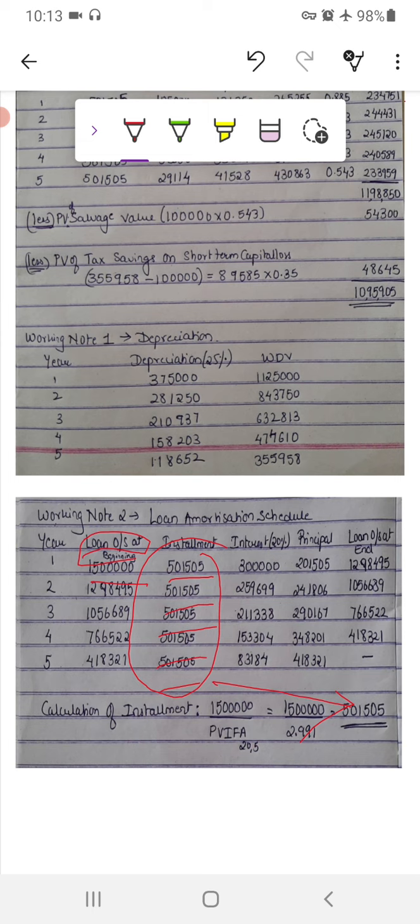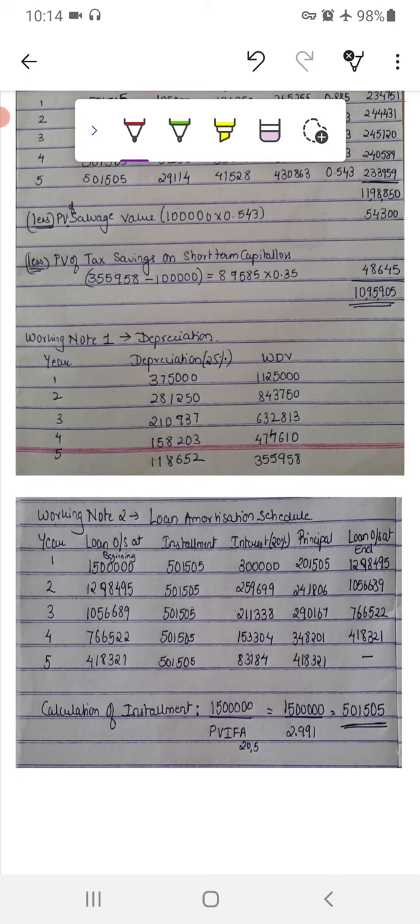It's mentioned. Then calculate interest. Now how do you calculate interest? Interest is always calculated on the loan amount. So on 15 lakhs, what is the rate of interest? It is 20%. So on 15 lakhs, 20% gives you 3 lakh. Now you know the installment, you know the interest. Can you calculate the principal repayment? Yes. This installment includes interest as well as principal.